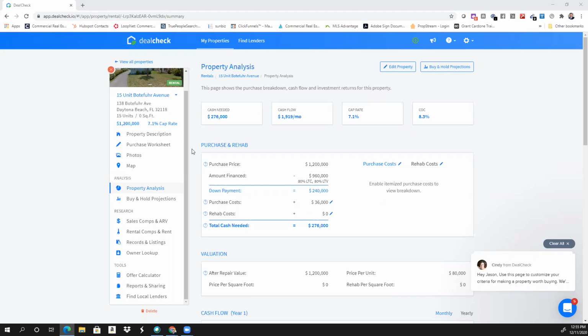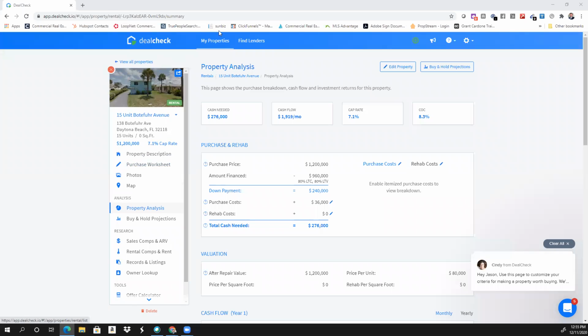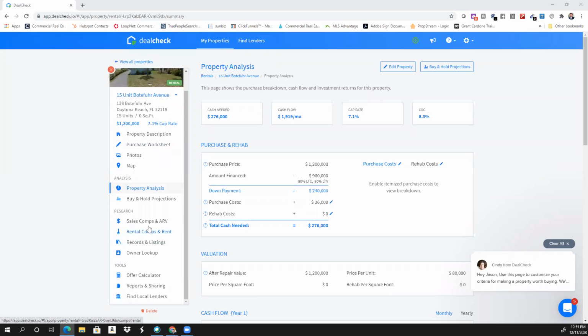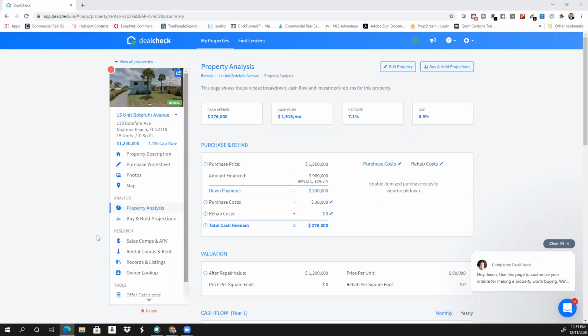So anyway, let's just go into here. Deal check. Again, if you're in the brokerage, just go to the software tool. If not, I'll still put a link in this video. You can snag this for free. Just download it. It's even on your app. It's pretty easy.